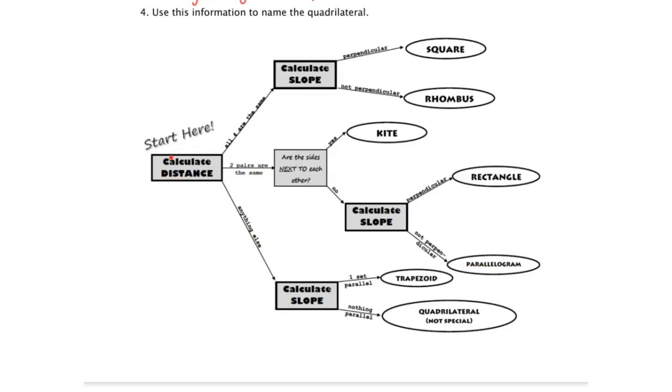Our last option, if we calculate the distance and then we see that, well, none of the sides are the same, then we go ahead and calculate the slope. If we have one set of sides that's parallel, it's a trapezoid. But if we do not have any parallel sides, then it's just a quadrilateral, nothing special, just a regular quadrilateral, a four-sided shape. So this particular diagram is one that you may want to print out or copy so that you can use it for all of these problems. It will come in handy.